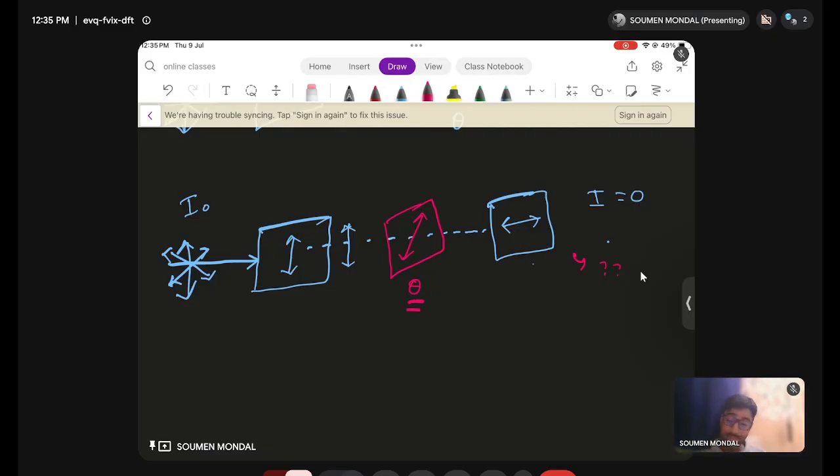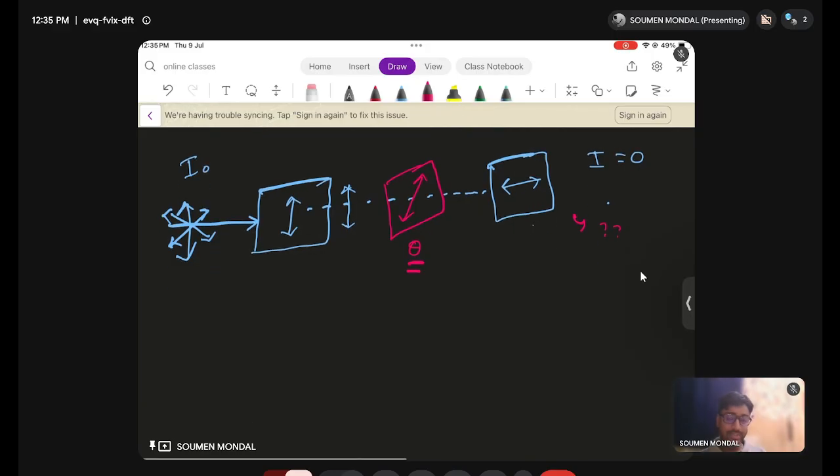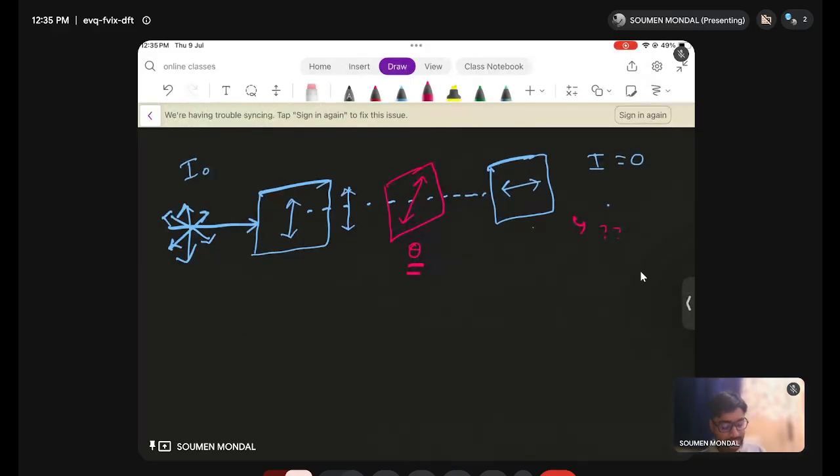Before going there, let me check the angle with respect to the last axis. If theta is 0, that means both polarizers are like this, and the initial one as it is. It is obvious the intensity will be 0.